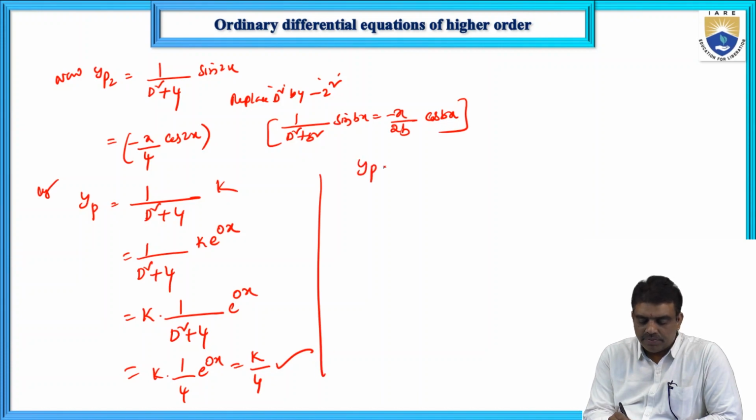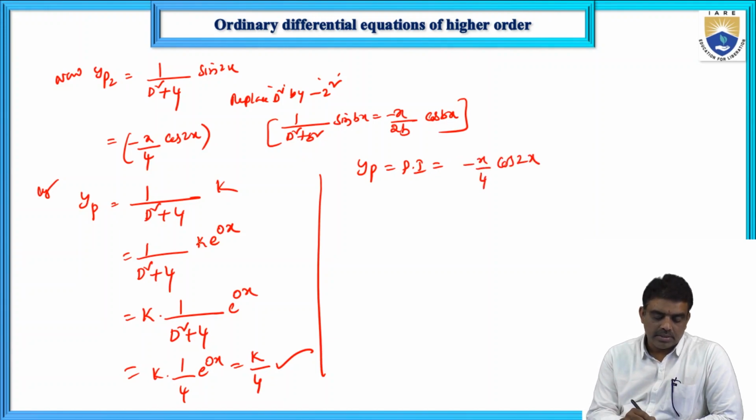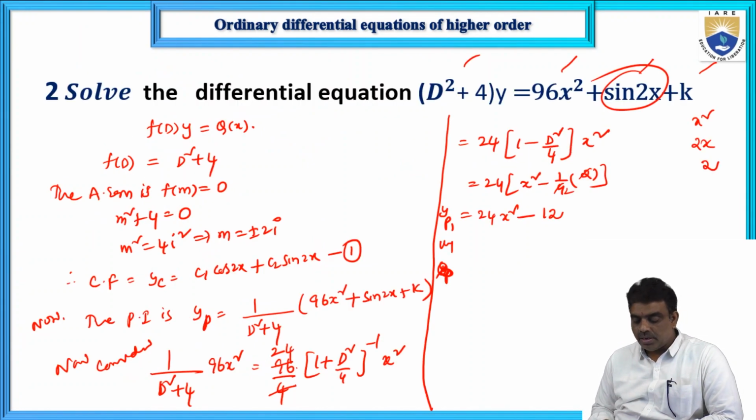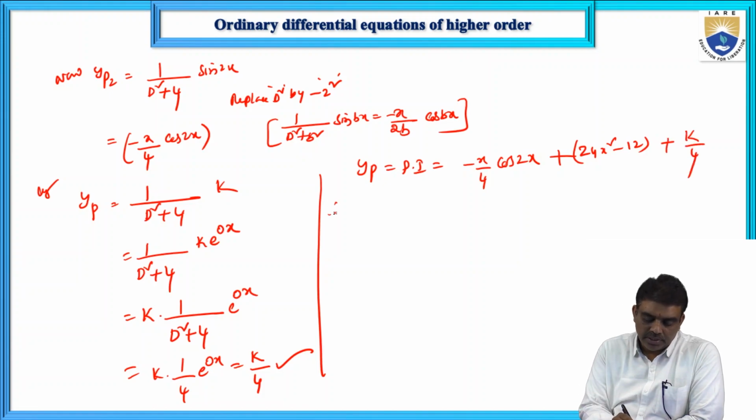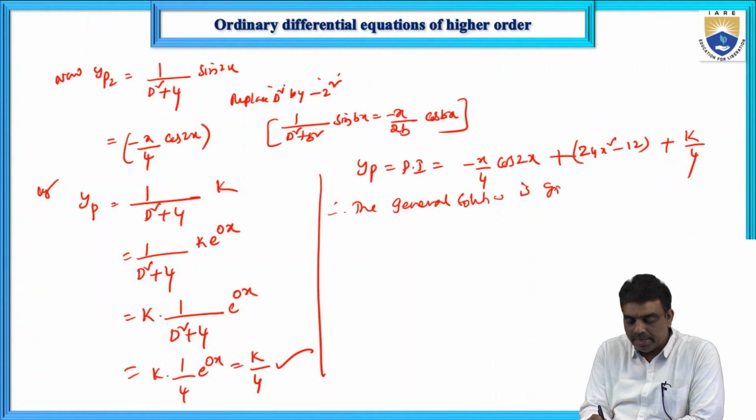Therefore, the particular integral yp is equal to: yp1 is 24x square minus 12, yp2 is minus x by 4 cos 2x, and yp3 is equal to k by 4. Therefore, the general solution is given by y is equal to yc plus yp.